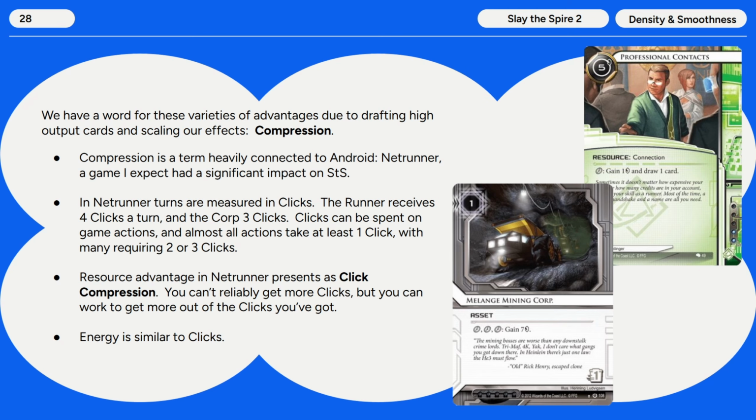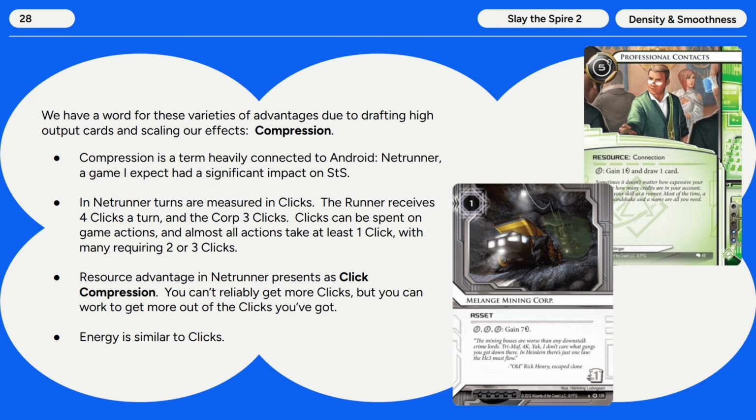So compression is a term that's heavily connected to Android Netrunner. It's another card game, an LCG, a living card game, which I expect had a really significant impact on Slay the Spire. I know the game devs of Slay the Spire were long-time Netrunner fans, and even in recent interviews they were talking about StimHack, which was a Netrunner forum that was maintained by the Slay the Spire devs. I also am a long-time player of Android Netrunner, and I see a lot of the same parallels in the games. In particular, though, when it comes to compression, what is compression?